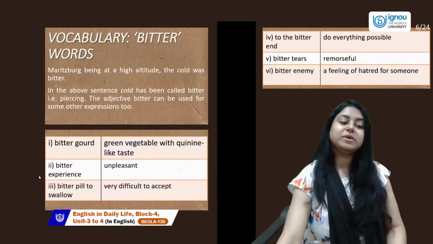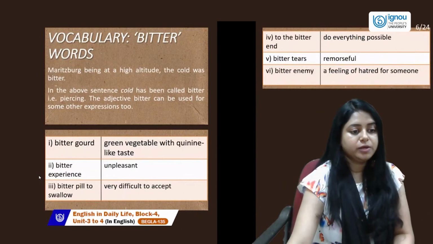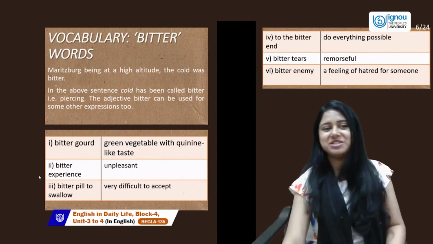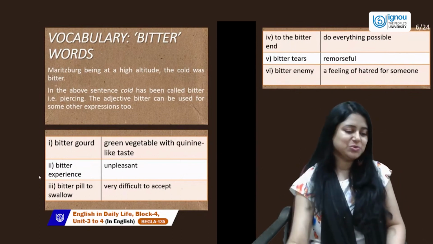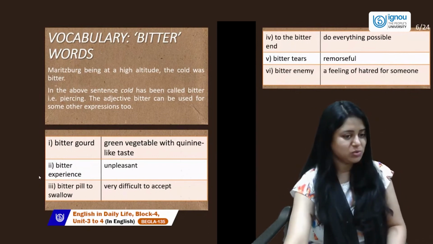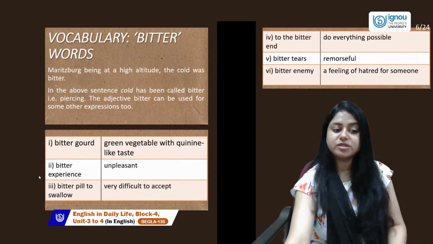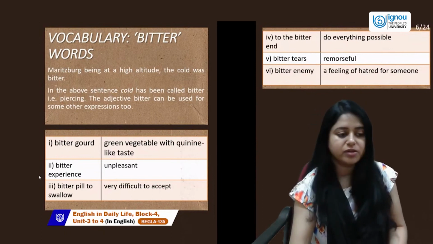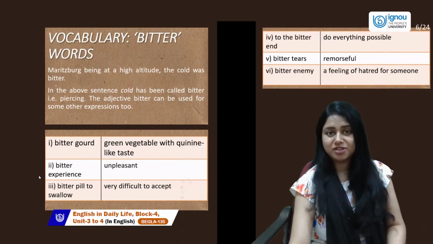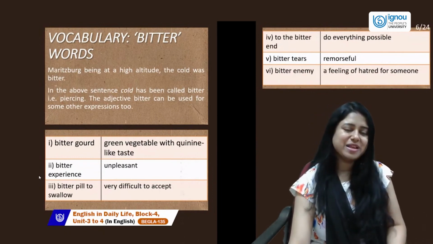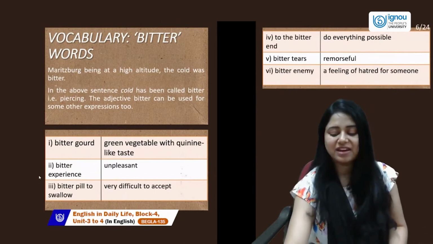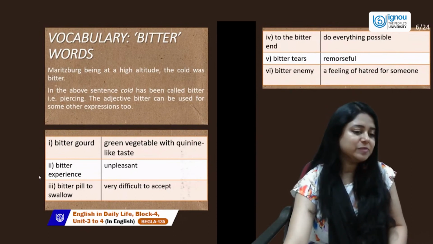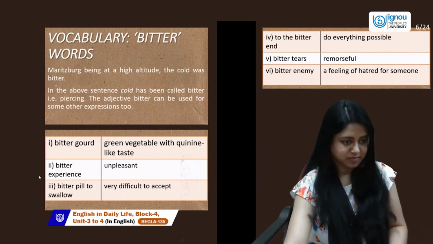Now, let's look at bitter words. So when I say bitter words, we are going to talk about it. What do I mean by bitter words? So bitter gourd. What is bitter gourd? It's a green vegetable. You have had bitter gourd, right? And it's not really pleasant in terms of taste, but then it is nutritious. So that's a little health tip there.